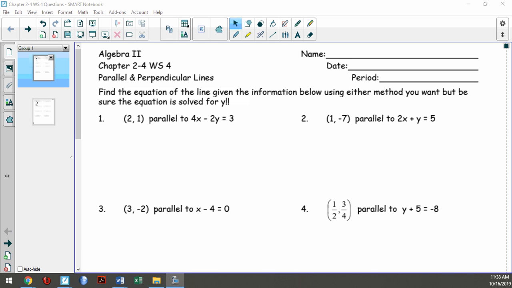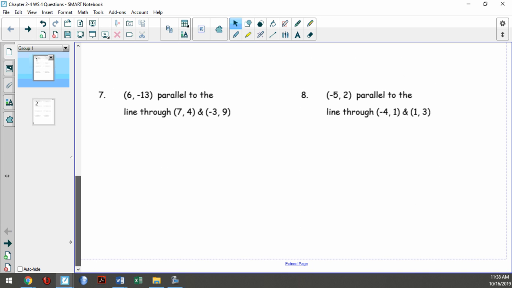Choose one. You know you don't understand. Choose one. Number 8. Okay, parallel. I need to find a line parallel going through the point -5, 2, parallel through the point -4, 1, 1, 3. So what's the very first thing that I should do on that problem? I need to find the slope going through those last 2 points.